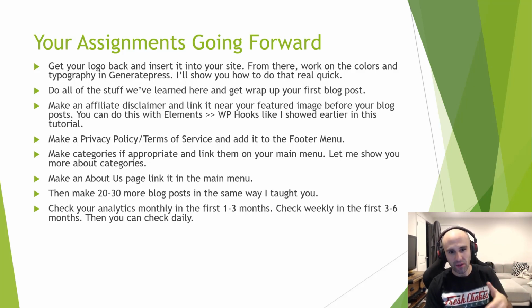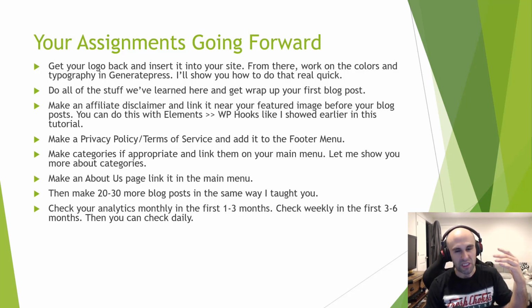All right, so wrapping up now, like I just said, make that About Us page, and then your job is to pump out 20 or 30 more blog posts in the same way I taught you, focusing on those informational keywords and linking to the affiliate product where appropriate. Don't be spammy about it. Just link to it, recommend it to people as an extra resource that goes well with your blog post. And then it's time to just sit back. Google is not going to rank your stuff right away, but you can check your analytics monthly in the first 1 to 3 months. Once you hit months 3 to 6, you can check it weekly. And then going forward from there, you can check it daily and see where the traffic is at.